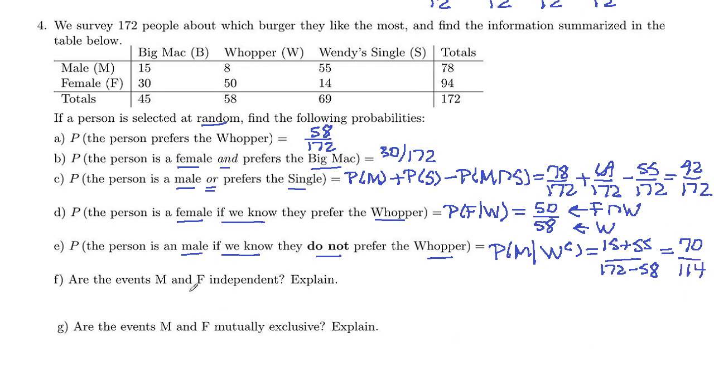And then are M and F independent? So male and female, are they independent of each other? And then are M and F mutually exclusive? So mutually exclusive means separate, and male and female, those 2 rows are separate. So this one's definitely a yes, and that's because there's no overlap between those 2. So male intersect female equals the empty set, no overlap.